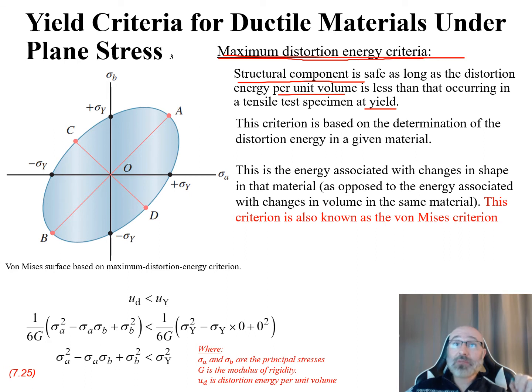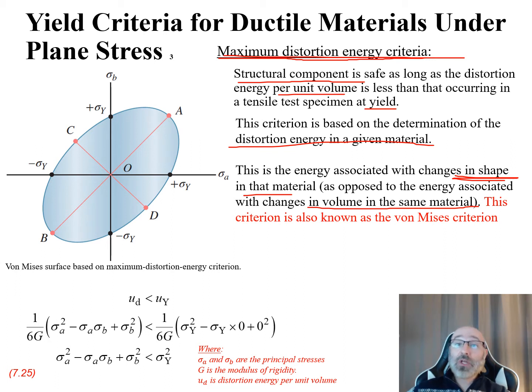Now, this criterion is based upon the determination of the distortion energy in a given material, so we need to calculate that. This energy is associated with changes in shape in that material, as opposed to the energy associated with changes in volume of the same material. We're looking now for our changes in shape. This is also known as our von Mises criterion.